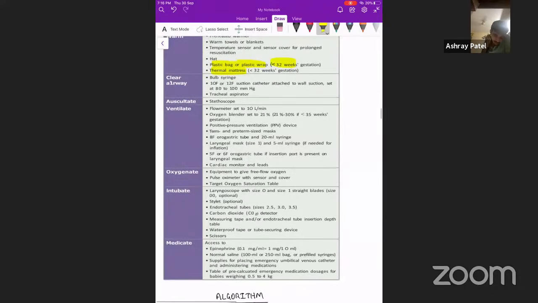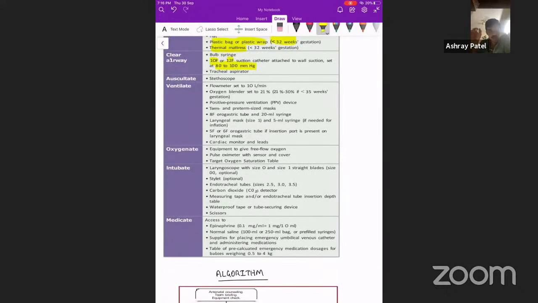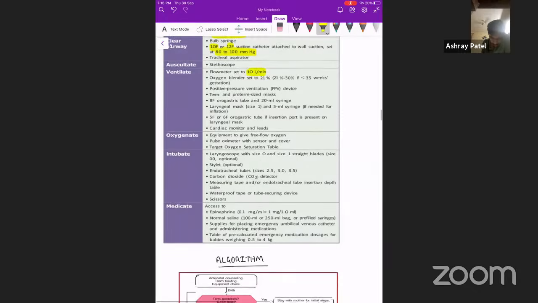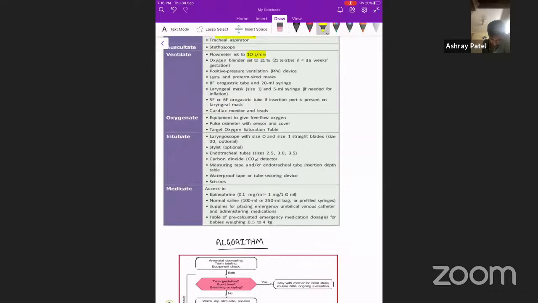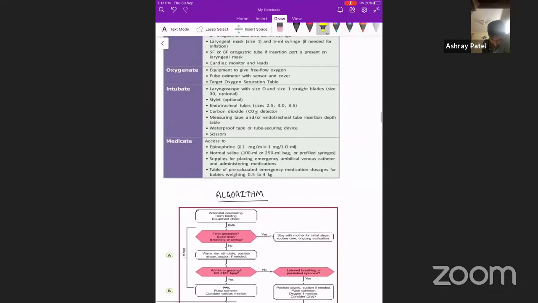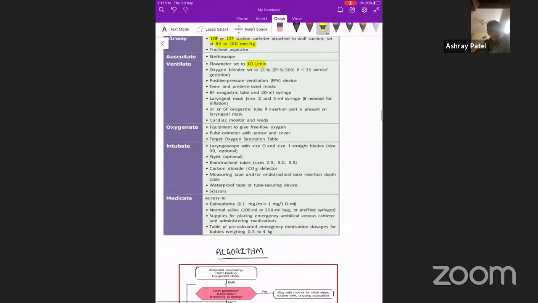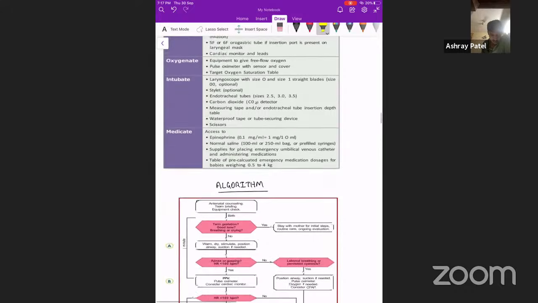Next, the suction catheter size should be either 10 French or 12 French. And the pressure that needs to be set for the suction to work should be 80 to 100 mm Hg. Next, the flow meter which we set for the oxygen to flow should be put at 10 liters per minute. Any other important questions that can be asked? Yeah, that's it, I think. Other things we will see as and when we go through.